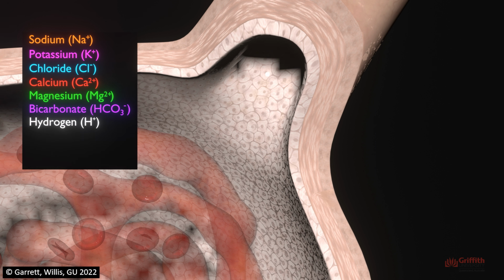It is within these tubules that essential chemicals are recovered in a process called reabsorption. Chemicals such as drug metabolites, which are attached to carrier proteins and therefore not part of glomerular filtration, can also be secreted into the tubules from the peritubular capillaries.